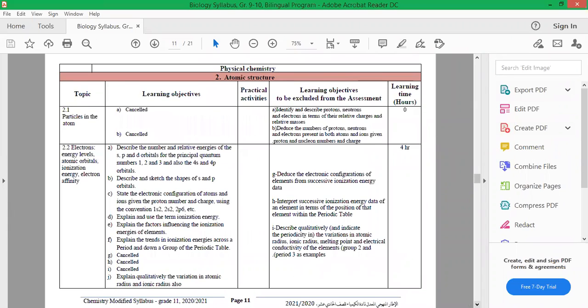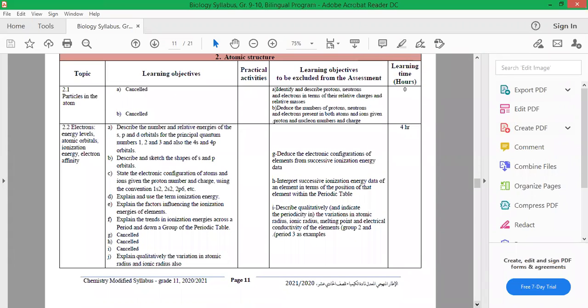I want to show you the syllabus. Okay, that's A, B, and C. These three are near shortest, as I told you before. So first for shortest, you need the relative energies of S, P, D, and F.